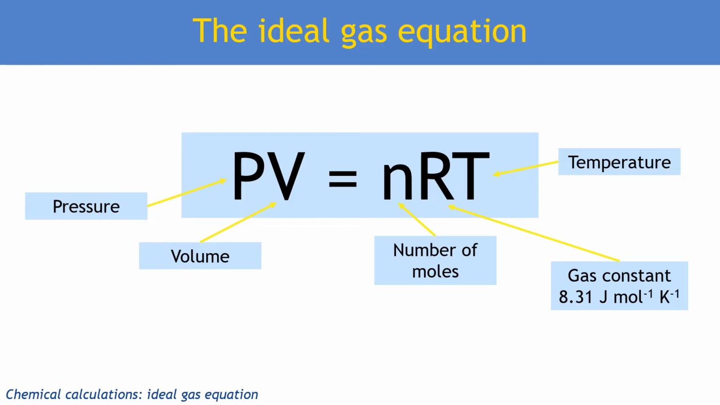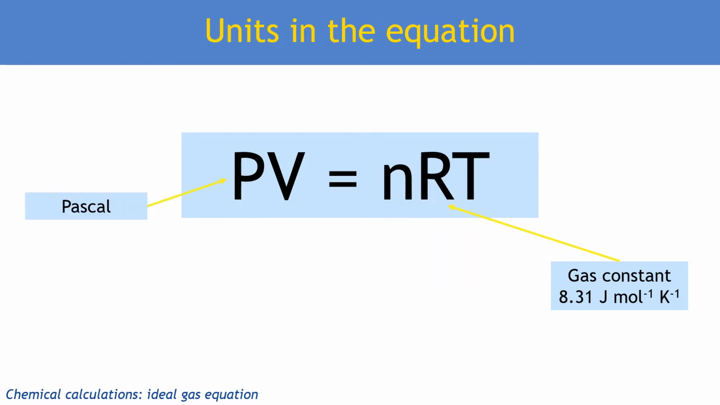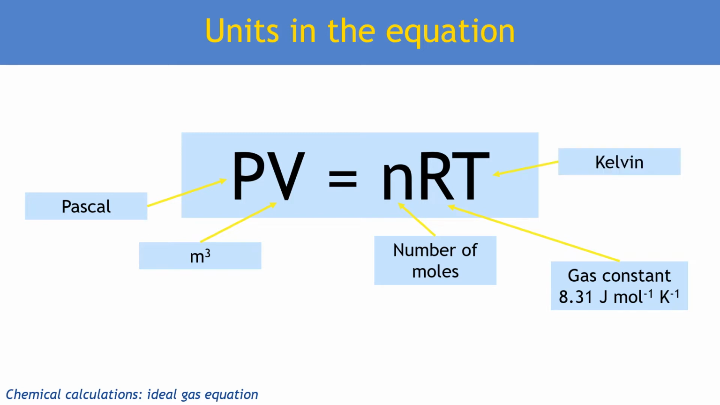Units are really important in the ideal gas equation, one of the key ways that students make mistakes. And so we need to remember that pressure is in pascals, volume is in meters cubed, number of moles, of course, is just our normal unit, and then temperature is measured in Kelvin.